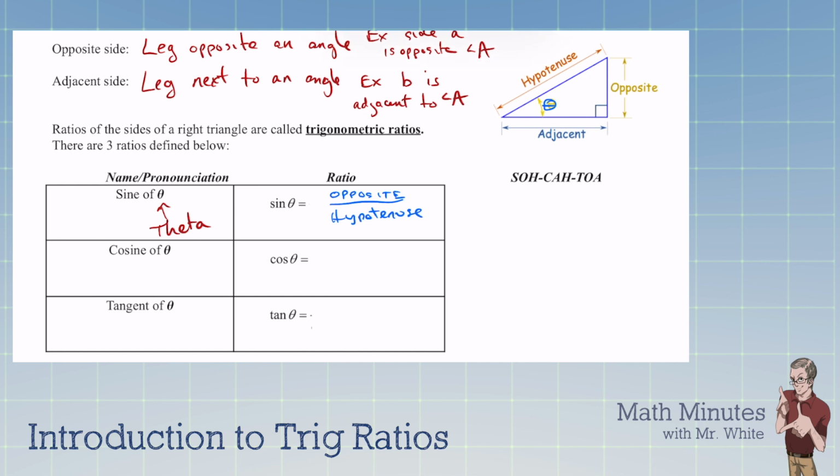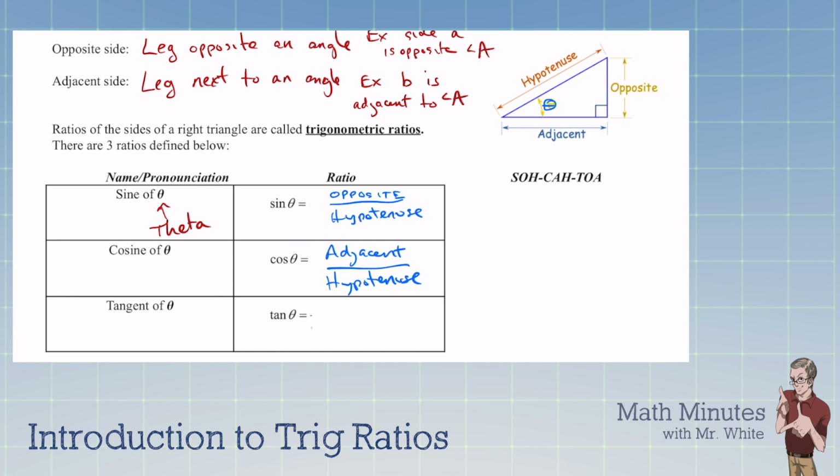Now the next trig function we're going to go through is cosine. Cosine of theta is a different trig ratio. It is adjacent over hypotenuse. So the leg that is next to the angle over the hypotenuse. So if we're sitting down here at theta, it would be adjacent divided by hypotenuse. So we would take the length of the adjacent side and divide by the length of the hypotenuse, and we would get a fraction or a decimal, and that's called cosine of theta.